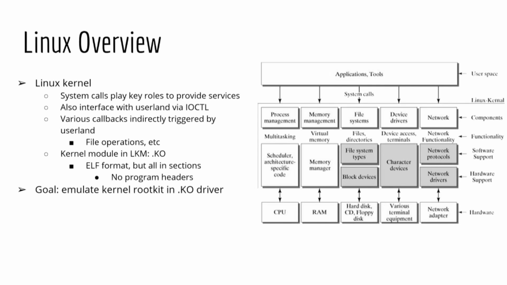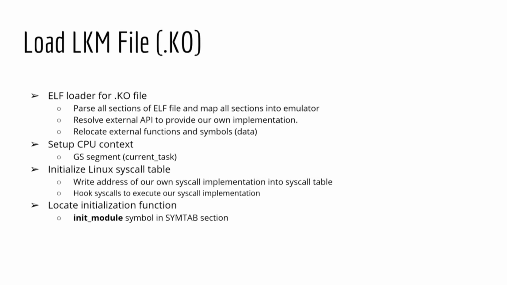For the loader of Demigod for .ko files, we need to build our own loader, which is quite different from the loader of Chilling. We need to parse the sections of ELF files and map the sections into the emulator memory. Demigod also needs to resolve the external APIs, so we can provide our own implementation in the emulator. And finally, we need to relocate the external function and symbol data.